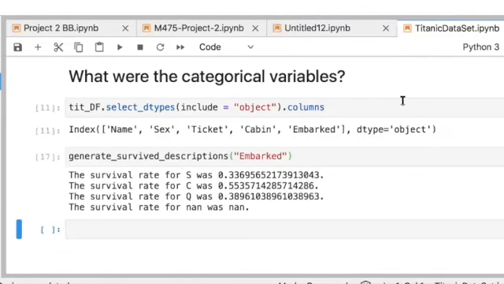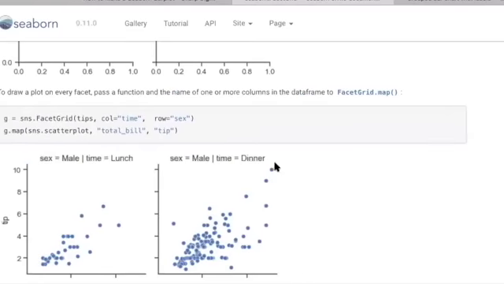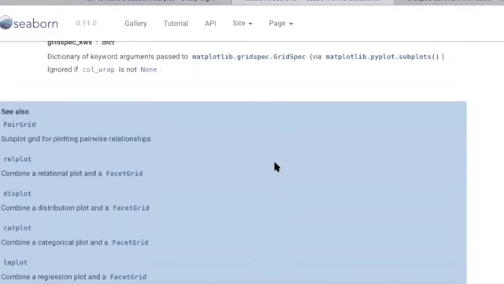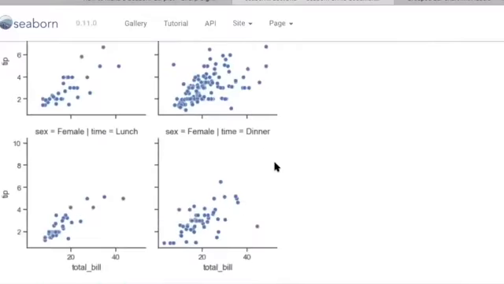Now I can look at those two features together using a facet grid. So the facet grid is a Seaborn way to create multiple plots where you're splitting those plots out by the row and column values, which are going to be categorical variables.